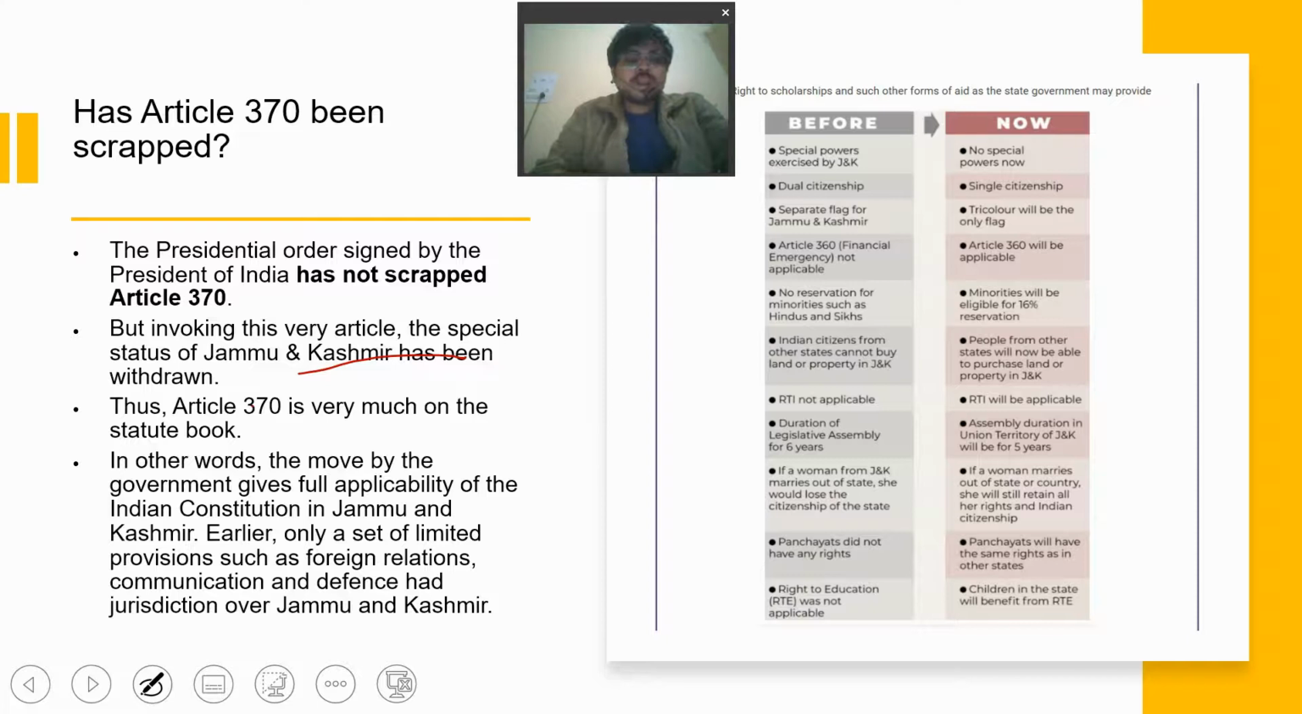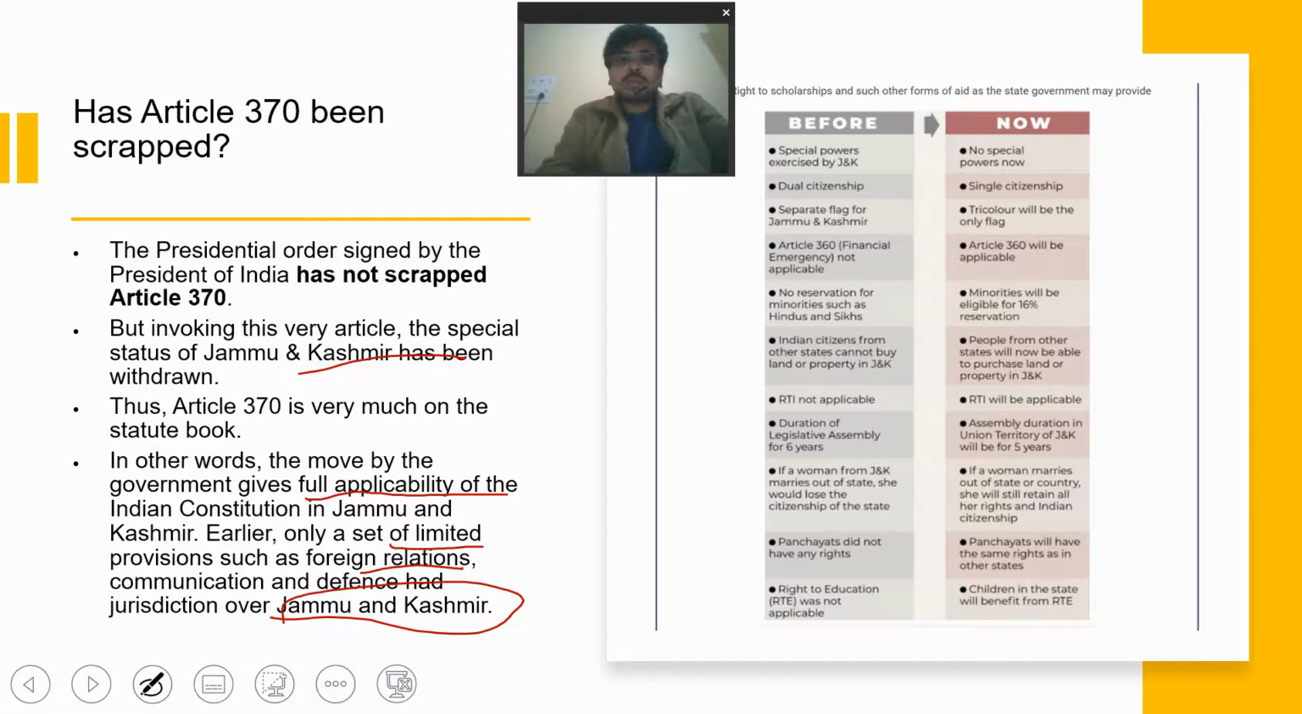So, in other words, the move by the government gives full applicability of the Indian constitution in Jammu and Kashmir. Full Indian constitution will be applicable. There will be no separate constitution for Jammu and Kashmir. There will be no separate flag for Jammu and Kashmir. Only the tricolor will be there. And earlier only a limited set of provisions such as foreign relations, communication and defense had jurisdiction over Jammu and Kashmir. Now full constitutional rights will apply over Jammu and Kashmir when this Article 370 has been revoked.